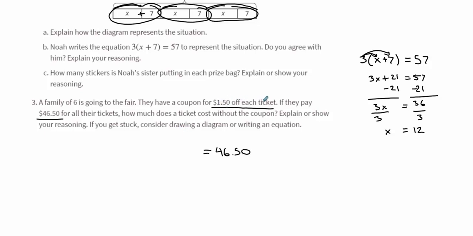And they get $1.50 off each ticket. So they pay for a ticket and they subtract $1.50 from that ticket. And since they're a family of 6, they're going to have to buy 6 of these. So that's what my equation would look like. They have 6 family members. They're each going to buy a ticket, but they get a $1.50 discount.